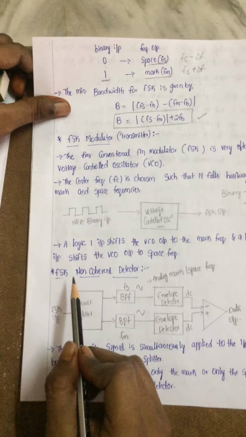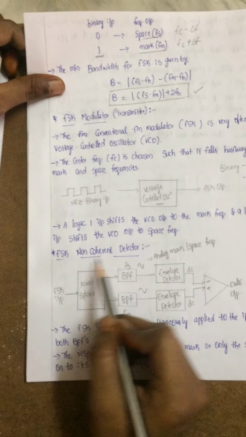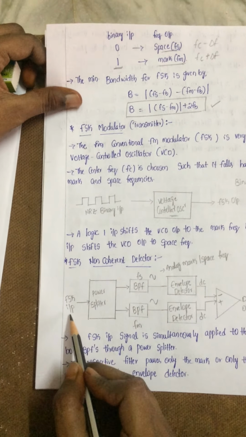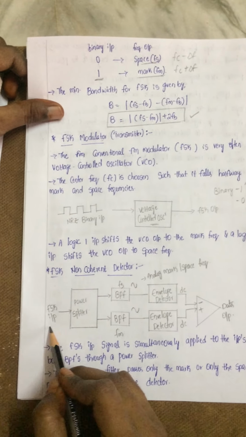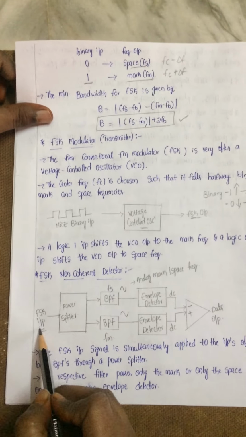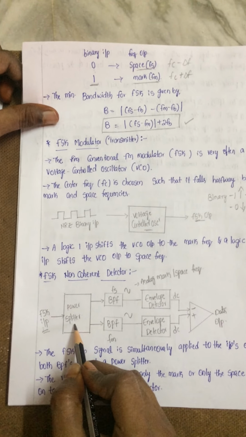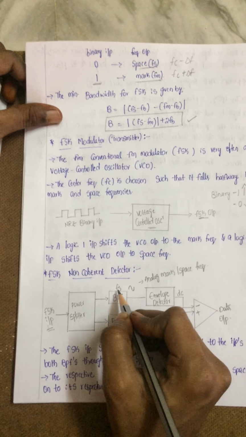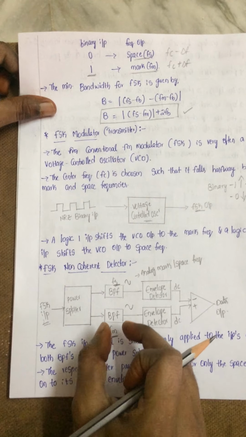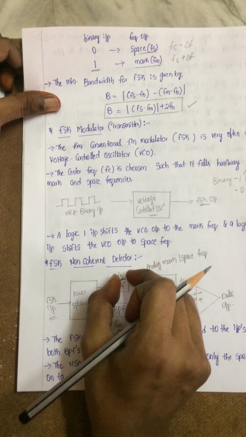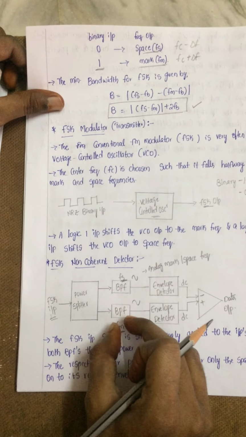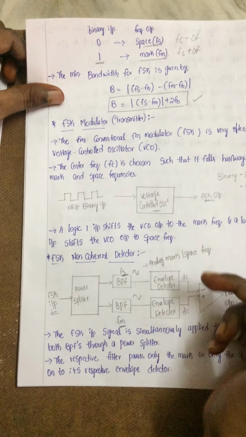Next, we'll see now FSK non-coherent detector. In the syllabus we have only FSK non-coherent detector. That's why we are learning this non-coherent detector only. The receiver input is FSK input, which was transmitted and has to be received over here. Then we are using a power splitter. Why means we have two frequencies, one is space frequency, one is mark frequency. So the bands are different for each frequency. That's why we are dividing the frequencies first, to separate mark frequency and space frequency.